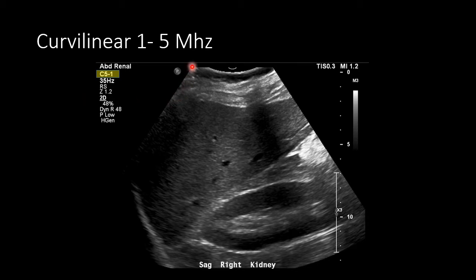We can also use other clues like this curved footprint to let us know that we're using a curved probe. Remember, curvilinear probes have a geometry that permits a wide field of view. They tend to be lower in frequency so that they penetrate more deeply at the cost of resolution. We use them frequently for body imaging.